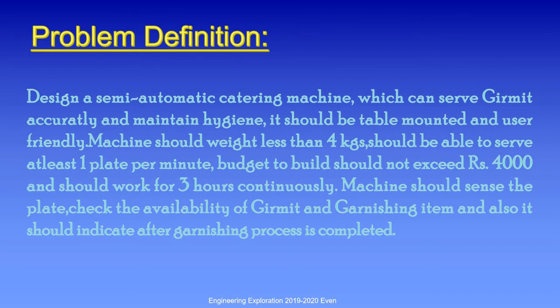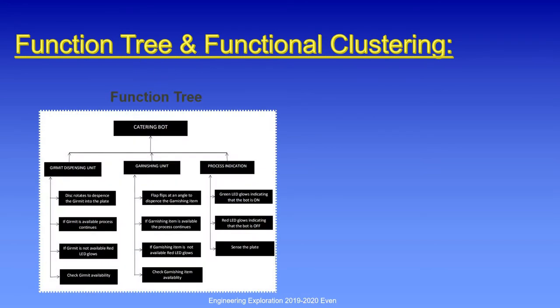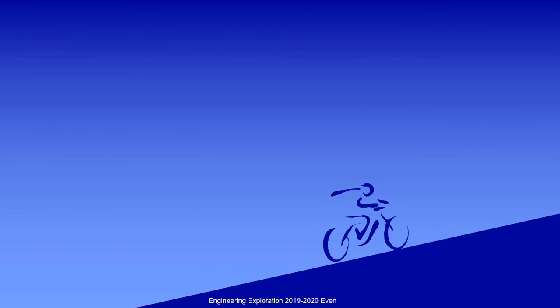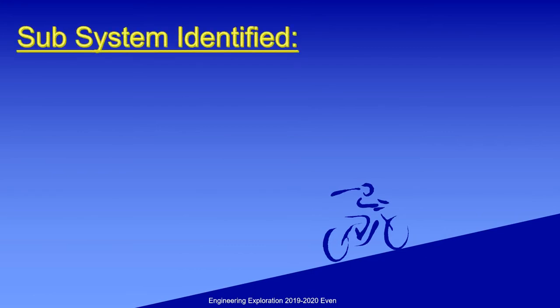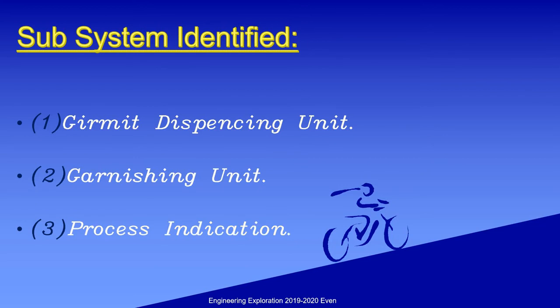Machine should sense the plate, check the availability of girmit and garnishing item, and also it should indicate after garnishing process is completed. So according to our problem definition, we have our function tree and functional clustering. In our functional clustering, we have indicated three subunits. Based on this, our subsystems identified are Girmit dispensing unit, garnishing unit, and process indication.